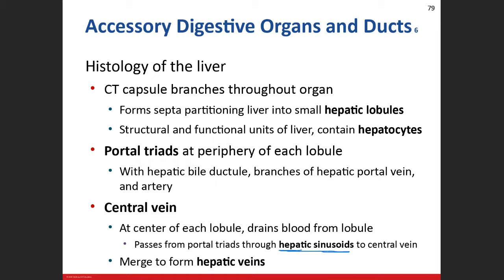So blood will flow from the triads to the central vein. There will be a mixing, and we will see that in the hepatic sinusoids there. But the central vein will then form the hepatic veins, and the hepatic veins drain into the inferior vena cava.